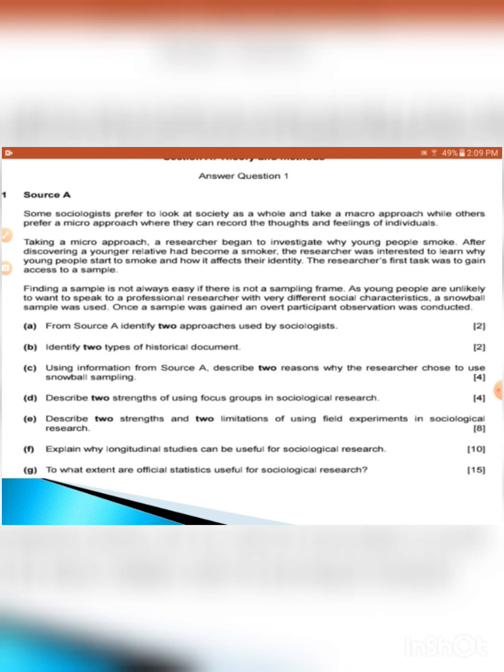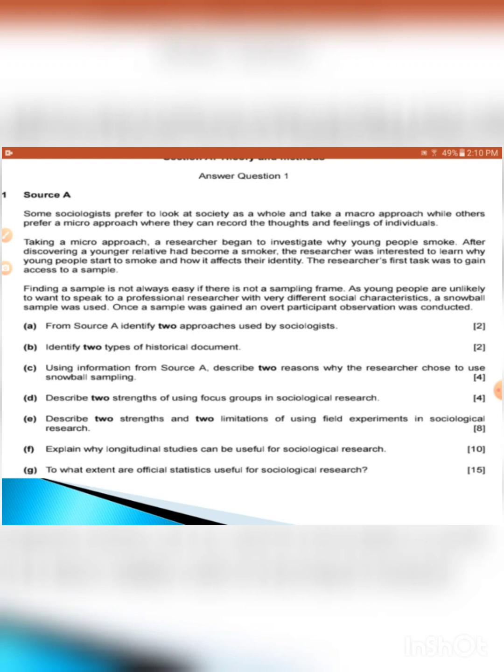So now the basic purpose of the research was that a researcher wanted to investigate why young people smoke. Okay, so he came across a guy who was young and who became a smoker. So now the researcher wanted to learn why young people smoke. So the factor was: why do young people smoke? Then he began his research, and the first step was to find a sample.